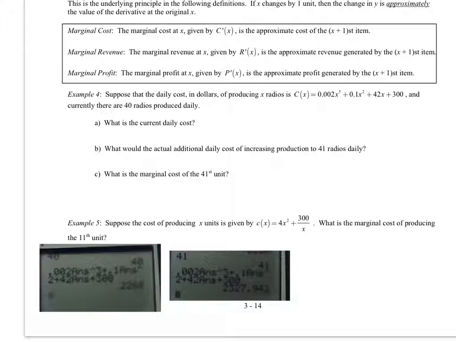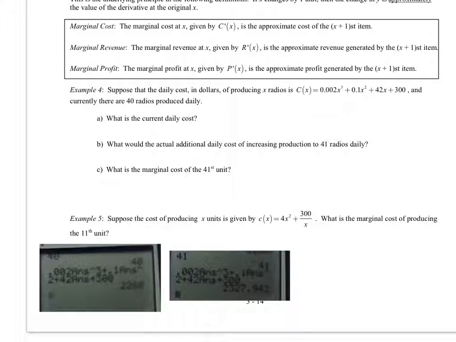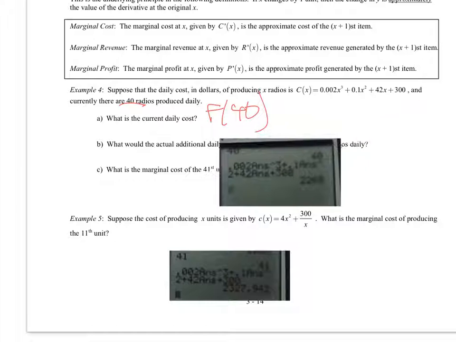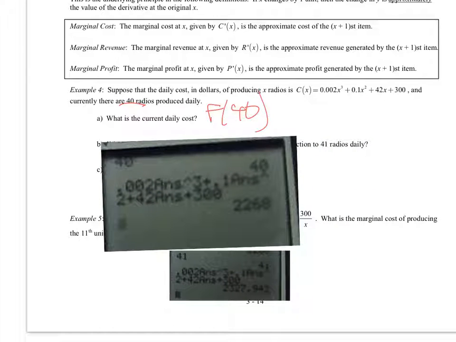Okay, so now here we go with this. What's the current daily cost? Well, that's just asking us to find f of 40, right? Because they're telling us there's 40 radios produced daily. So what's f of 40? Well, I've done this with you before, but I thought I'd take a picture of this. On my calculator, and yes, I'm just using an old 83 here, I typed in 40 and I hit enter. And then, just so I can save myself some steps later on, I typed in the coefficients: 0.02, then second answer to the third, times 0.1 times the answer squared plus 42 times the answer plus 300, and that's that value.